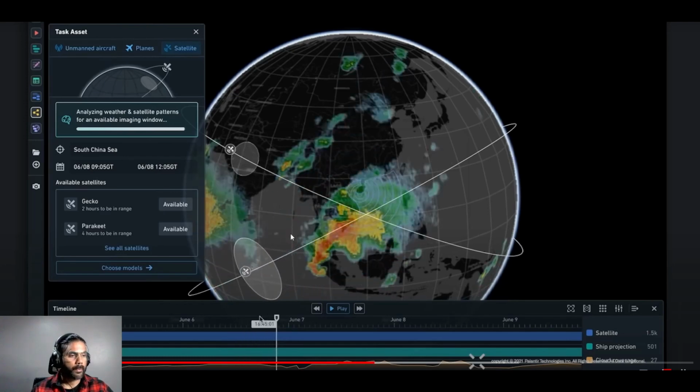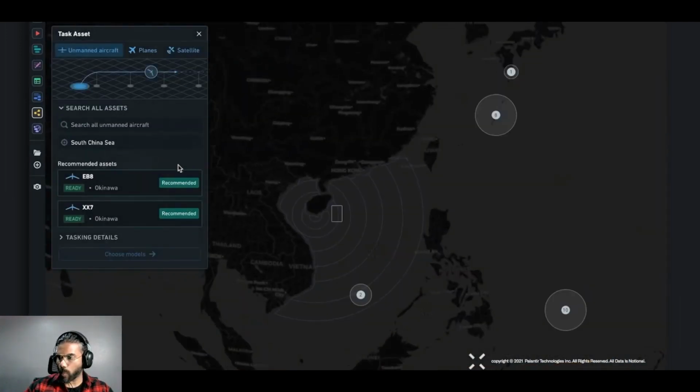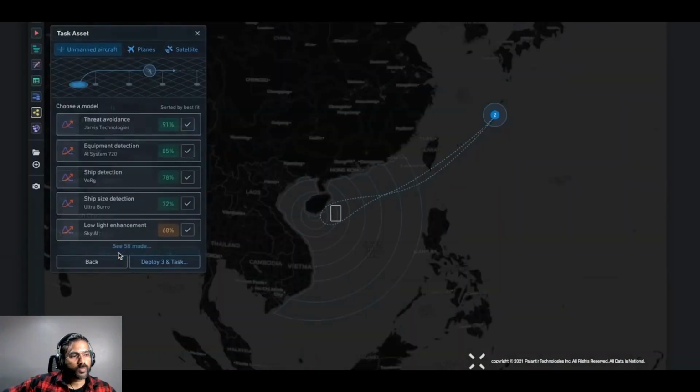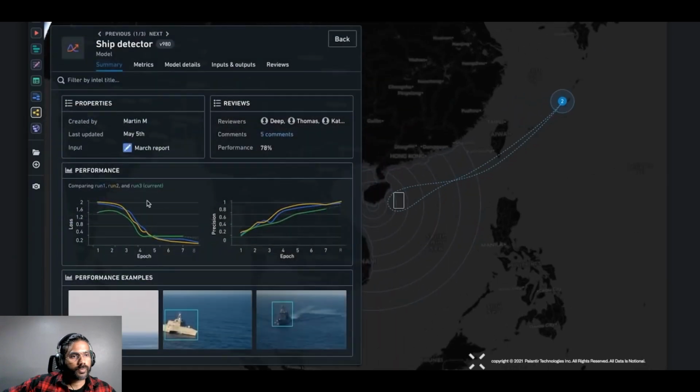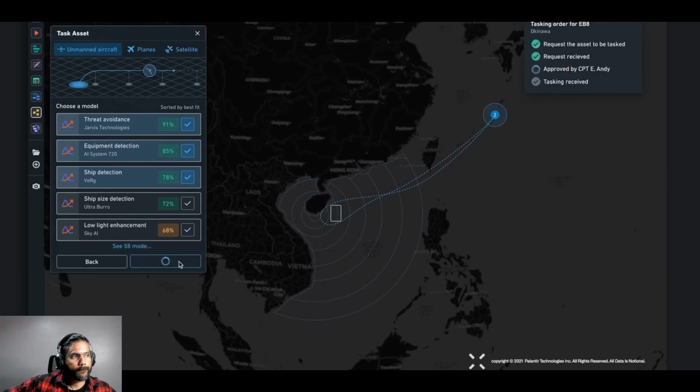The models determine that satellite coverage alone is not enough to find the ship. Based on what is capable and ready, the system recommends a few alternatives. The best option is an aircraft from Okinawa. Before finalizing the selection, analysts deploy the latest micro models, trained to avoid incoming threats, identify military equipment, and detect military ships. The unmanned aircraft receives its mission and prepares for takeoff.